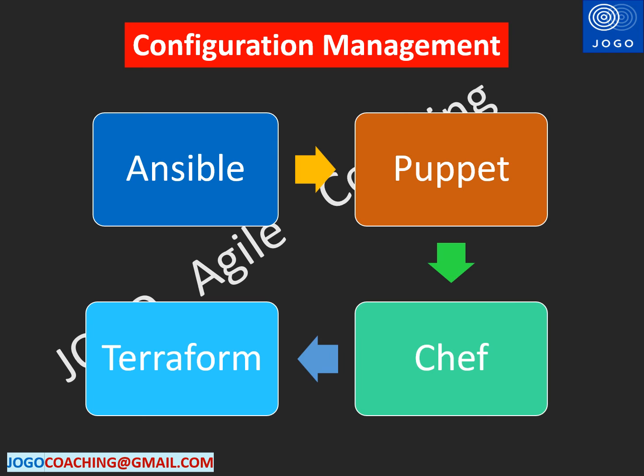The third tool is Chef. Chef is another automation tool similar to Puppet. It uses Ruby-based scripts to define configuration, making it highly flexible and powerful. The fourth tool is Terraform. Terraform is an infrastructure as code tool used to automate the creation and management of the cloud resources. It supports many cloud providers like AWS, Google Cloud, and Azure.